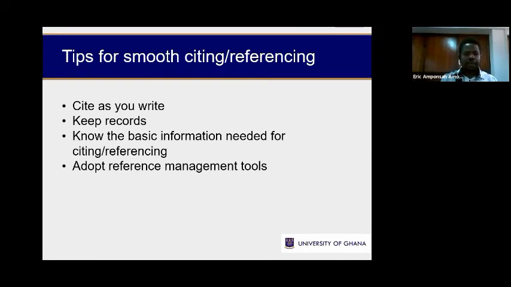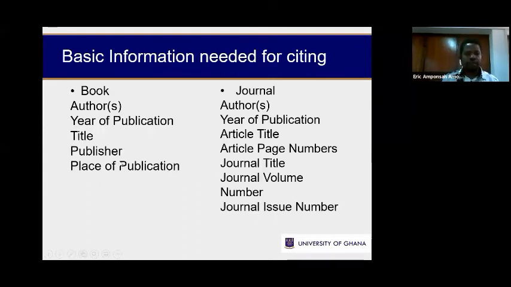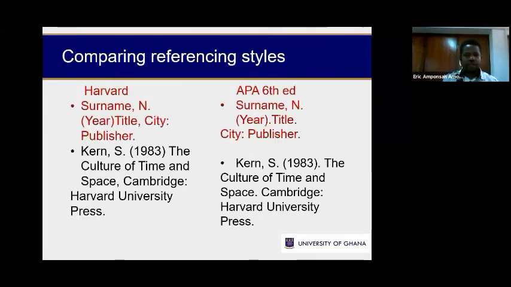So, know the basic information needed for citing: author names, and so on. Adopt reference management tools, so you use either Mendeley or EndNote to help you with your work. We all know that citing a book is different from citing a journal article. So it's good that you know, so that even when you are using software to generate your index and reference list, you are always able to tell if it's right or wrong. These are the details for a book, and that's for a journal. The source will be shared with you, so let me not waste time.